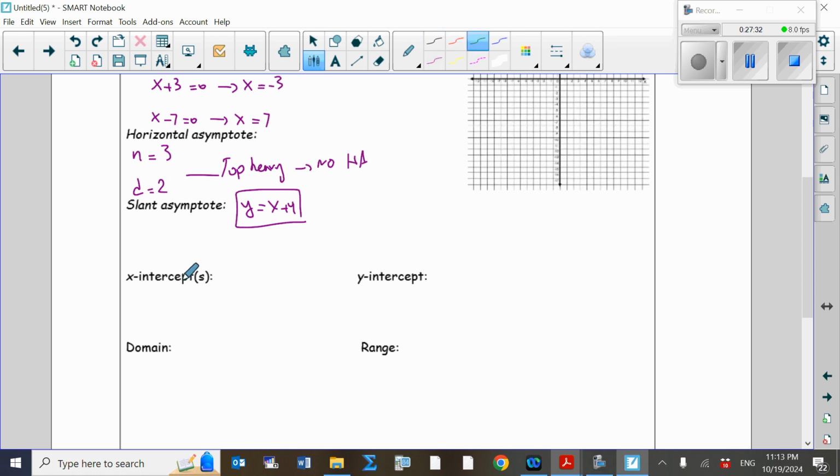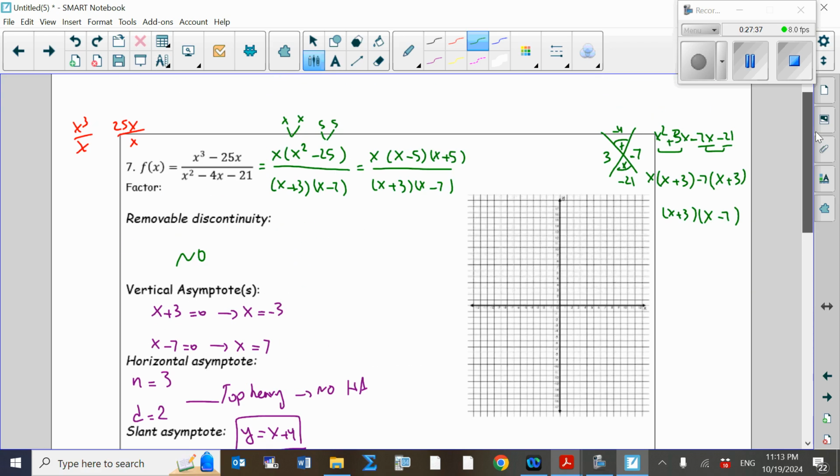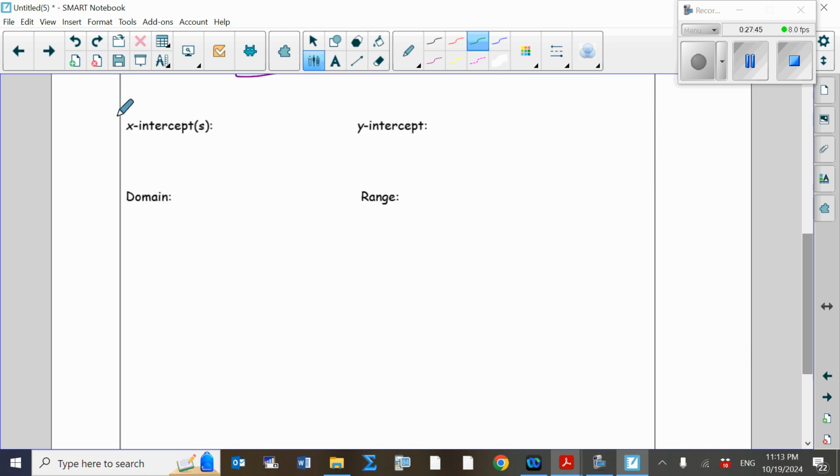Now let's go and find the x and y intercepts. To find the x-intercept, you're going to set the top equal to 0. The top has 3 factors. Set each of them equal to 0. So the first one, x equal to 0. Next one, x plus 5 equal to 0, and from here, x equal to negative 5. And then we also had x minus 5 equal to 0 and x equal to 5. So we have 3 x-intercepts: 0 and 0, 5 and 0, negative 5 and 0.